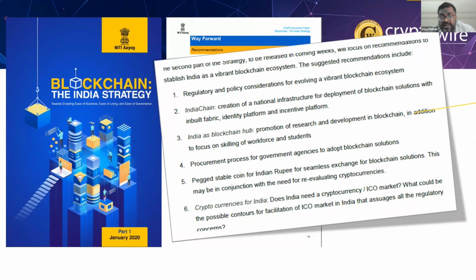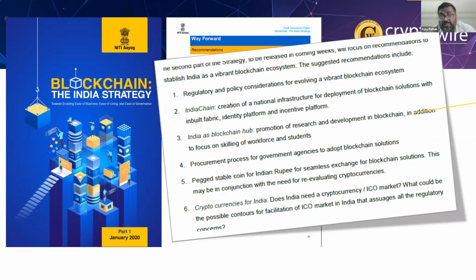In India Chain, they're suggesting the creation of a national infrastructure for deployment of blockchain solutions with inbuilt fabric, identity platform, and incentive platform. In a while, we will see how that is going to shape up from the recommendations that MeitY, which is the Ministry of Electronics and Information Technology, has for the government.